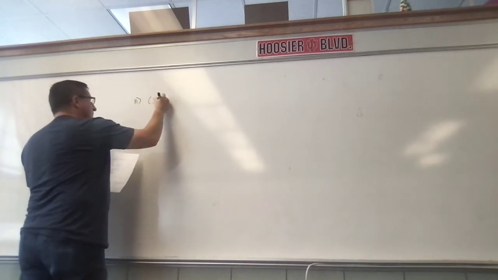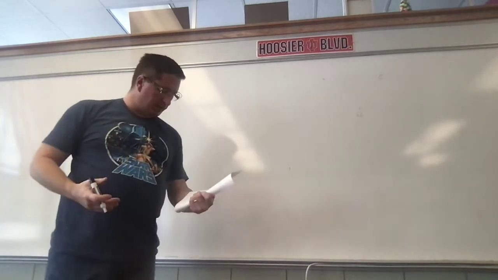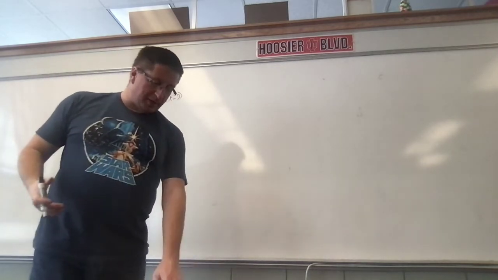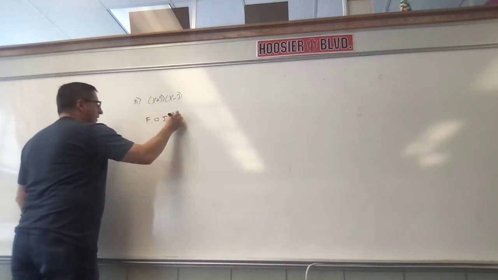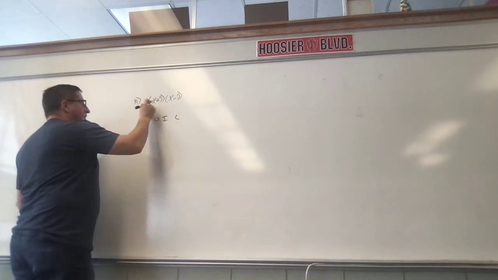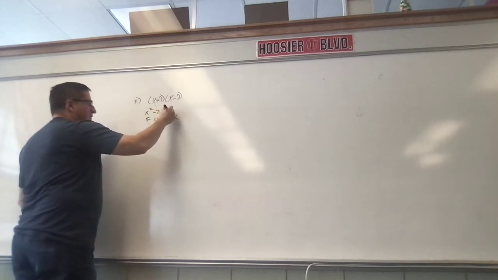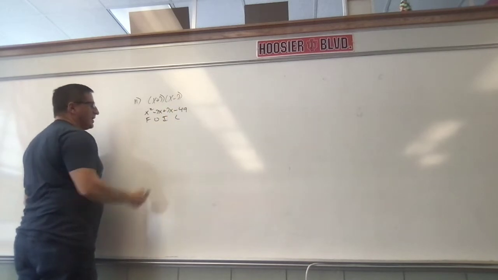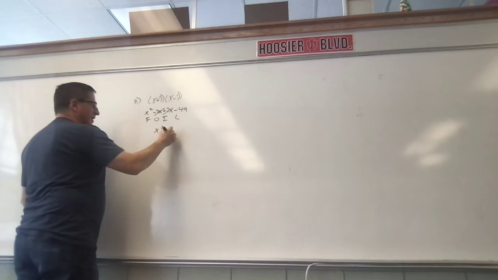Multiply x plus 7 times x minus 7. You could definitely FOIL this out, nothing wrong with that. First times first is x squared, outers is x times negative 7 is negative 7x, inners are positive 7 times x, which is positive 7x, your last is 7 times negative 7, which is negative 49. Like terms, the inners and outers cancel, so you're left with x squared minus 49.